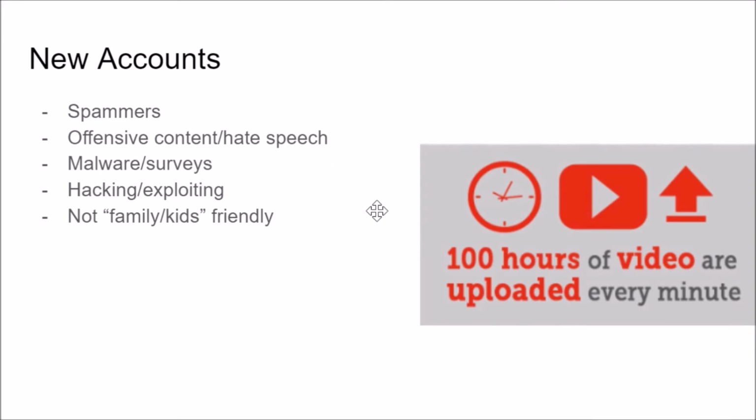So YouTube, like I said, is getting over 100 hours of video uploaded every single minute, and because of that, it's really hard to regulate stuff. And YouTube absolutely does not want to have this stuff on their website: spammers, offensive content, hate speech, malware, surveys, hacking, exploiting, not family-friendly content. It wants to do everything it can to avoid having this on its website.